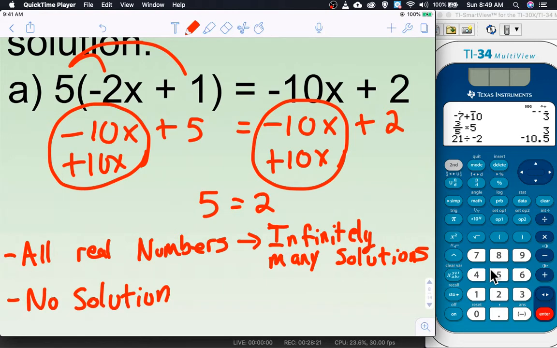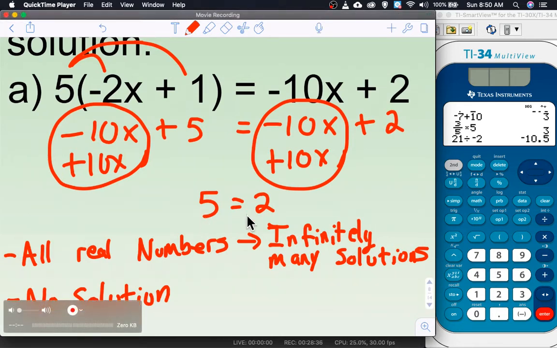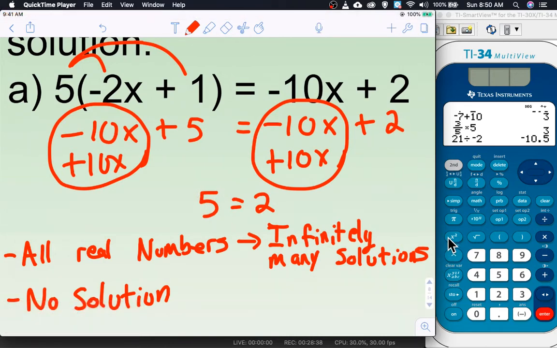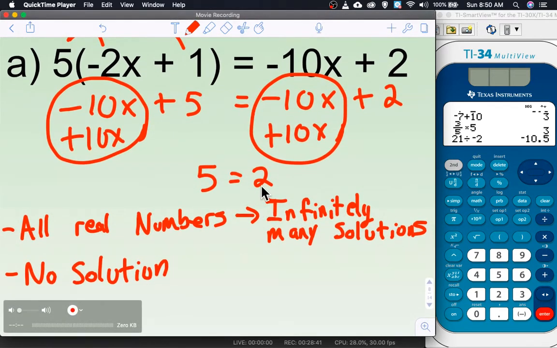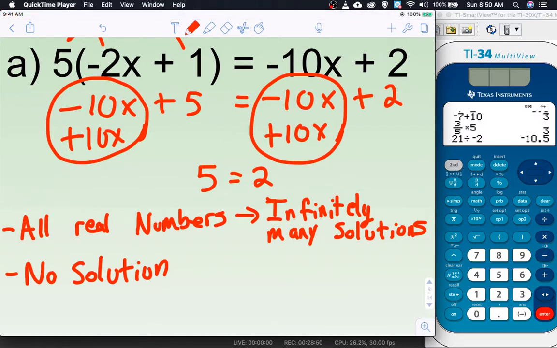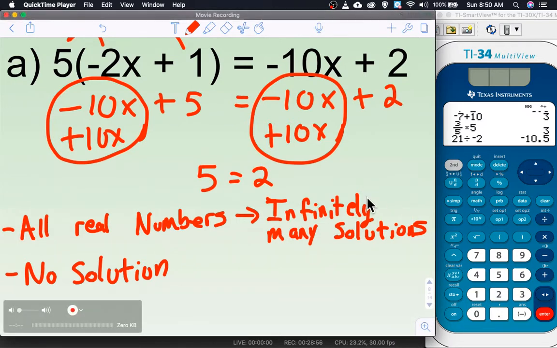And we have to decide for the problem that we just solved, which of these it is. Is there an infinite number of answers? Is every single number an answer to this problem? Or is there no answer? And the way you figure that out is you look at this statement. When your variable's completely canceled out, we have 5 equals 2. So you ask yourself, is that true? Does 5 equal 2? If the answer is no, then we get no solution. If the answer is yes, then we'd say we have all real numbers or possibly infinitely many solutions.